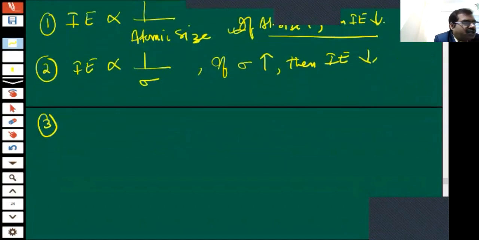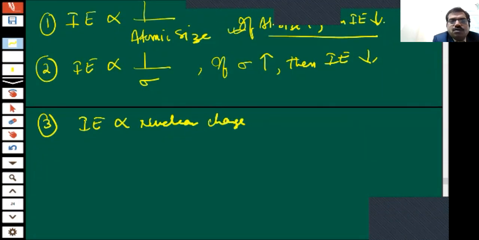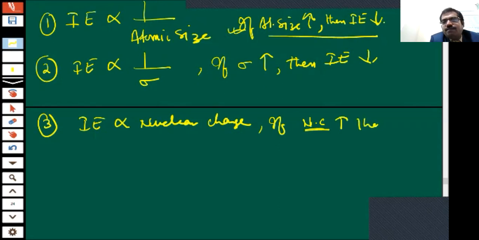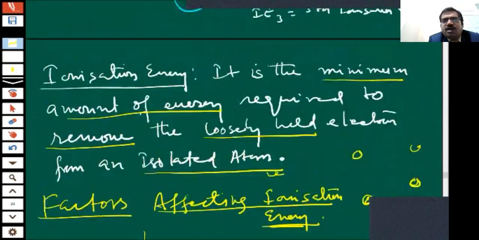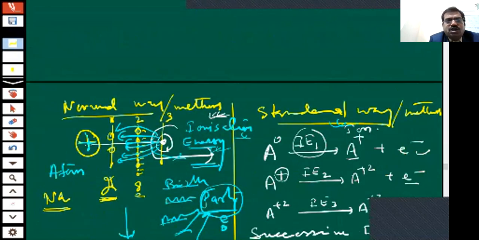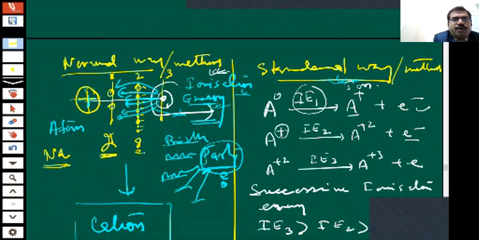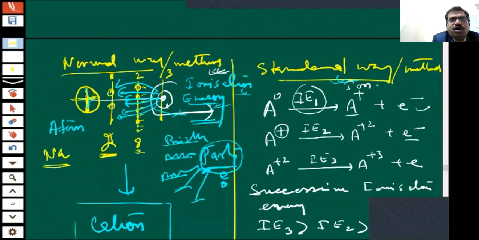Okay, what is point number 3? Ionization energy is directly proportional to nuclear charge. That is, if nuclear charge increases, then ionization energy will increase. Nuclear charge means positive charge. So positive charge will attract electrons. See, this is the positive charge. The more powerful the positive charge, the more attraction there will be.